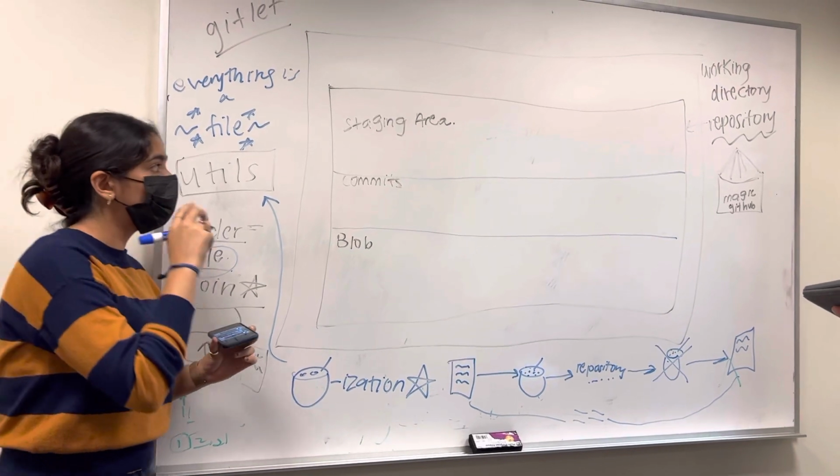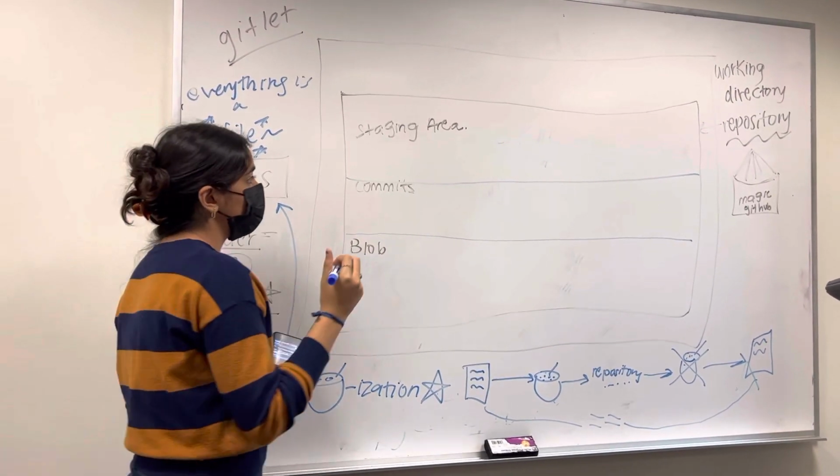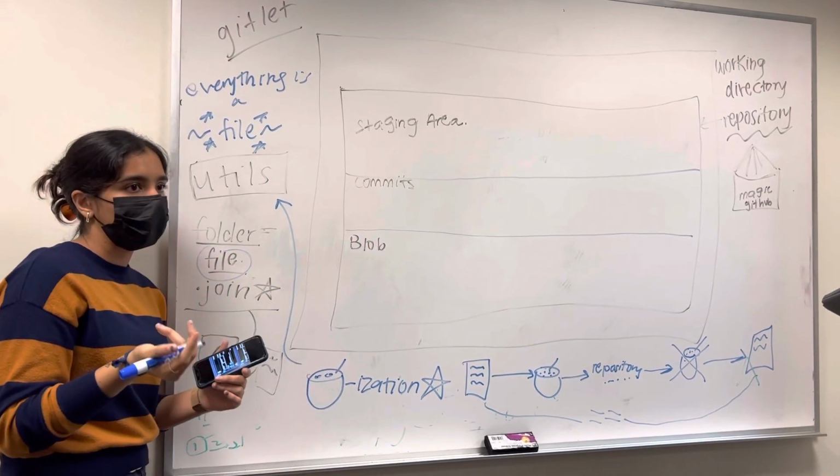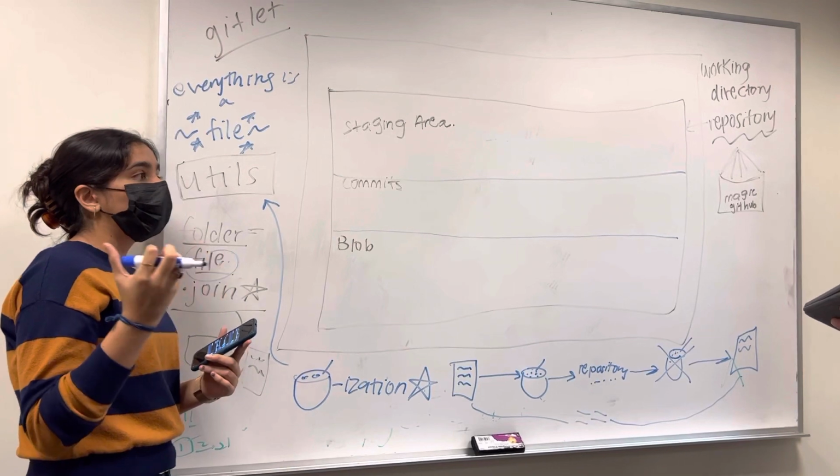So when you do git init, you create your repository, and it's pointing to the master commit, essentially what head is pointing to. There's a lot of things that happen. I don't want to give too much away, but that's what git init does.